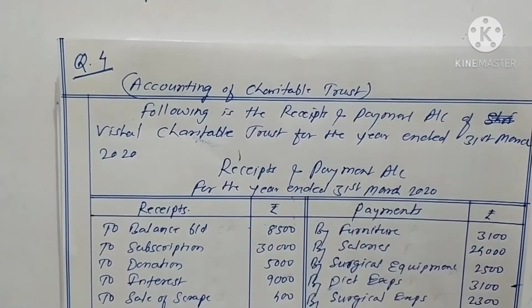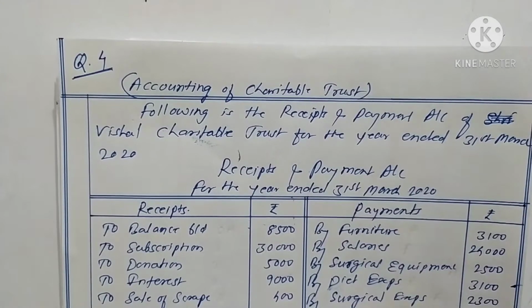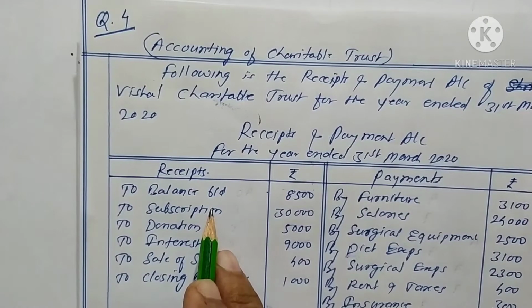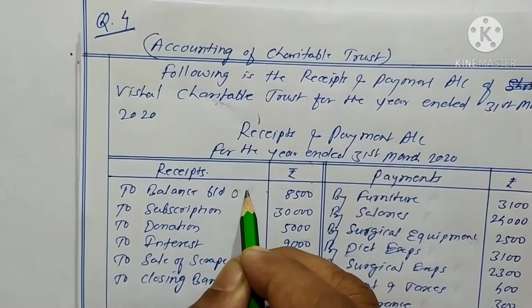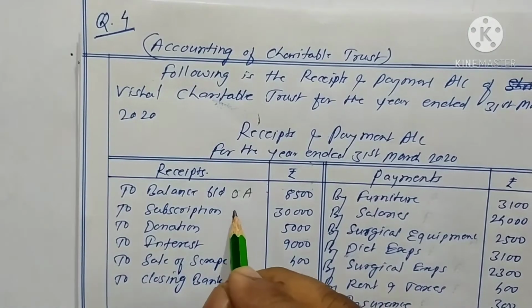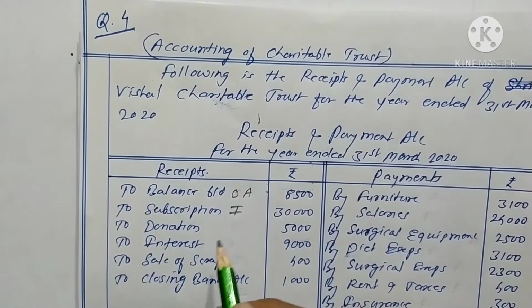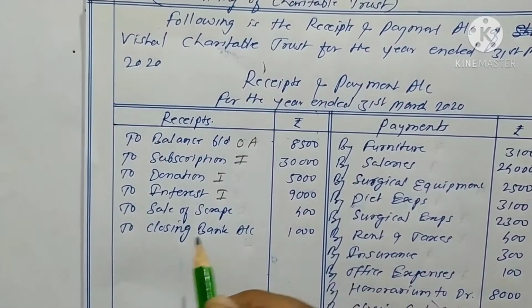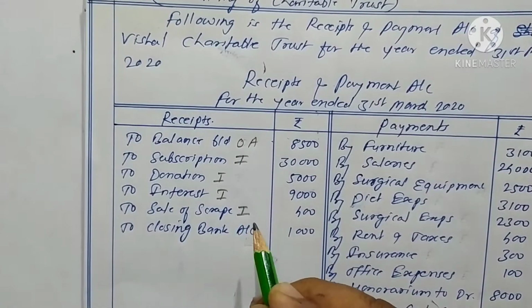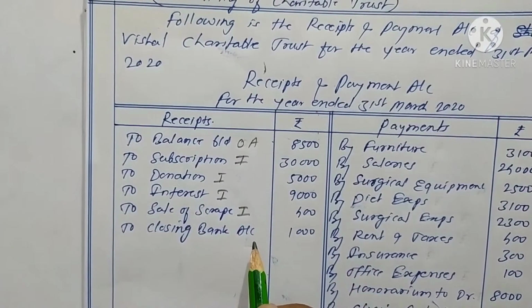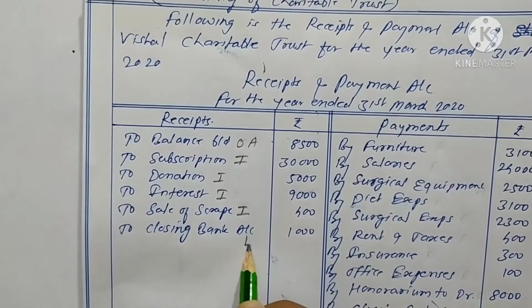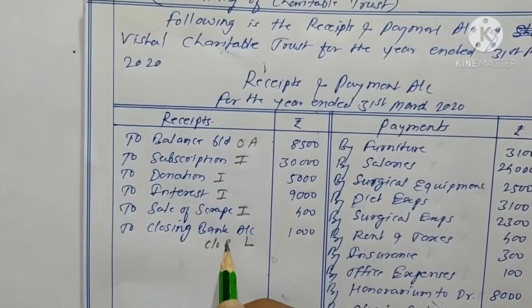Following is the receipt and payment account of Vishal Charitable Trust for the year ended 31st March 2020. Now the receipt side says balance brought down. It's an opening balance, so it goes to the opening balance sheet, asset side. Subscription is income. Donation is also income. Interest is also income. Sale of scrap is also income. Now the closing bank account is a credit balance. It's a balance sheet item on the liability side, so it goes to the closing balance sheet, liability side.